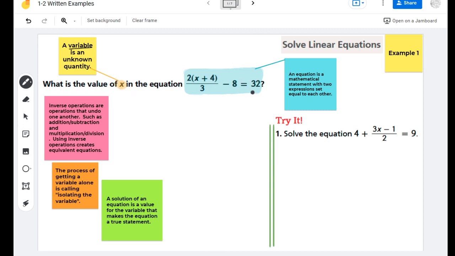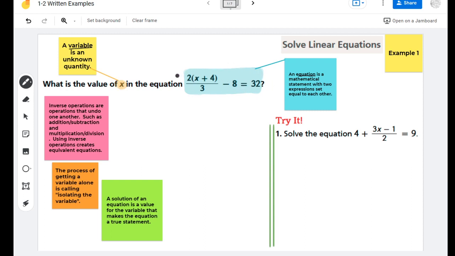Now, an equation is a mathematical statement with two expressions that are set equal to each other. So notice how the word equation has "equa" in it. If you have some kind of expression that does not have an equal sign, then you don't have an equation, you have an expression, and you cannot solve an expression.